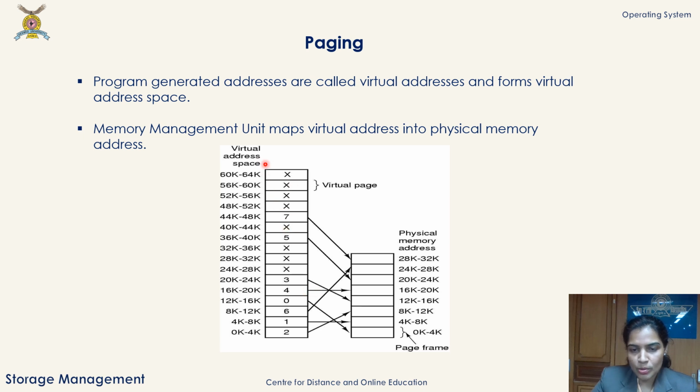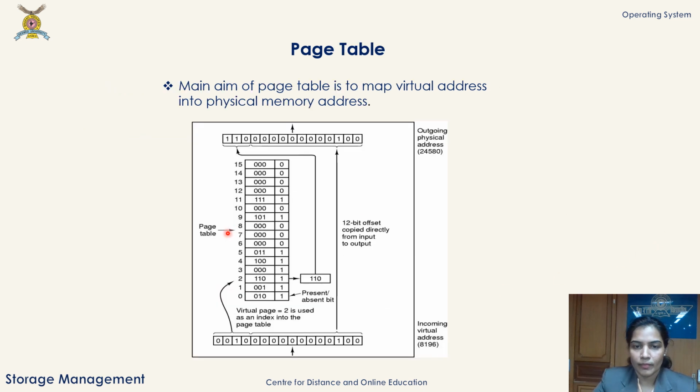This diagram shows you how the virtual address space is divided into a number of pages, how the physical memory space is divided into frames, called page frames, and how a particular page is loaded in the frame. Now, what is the task of the page table? The main aim of the page table is to map the virtual address into the physical memory address.